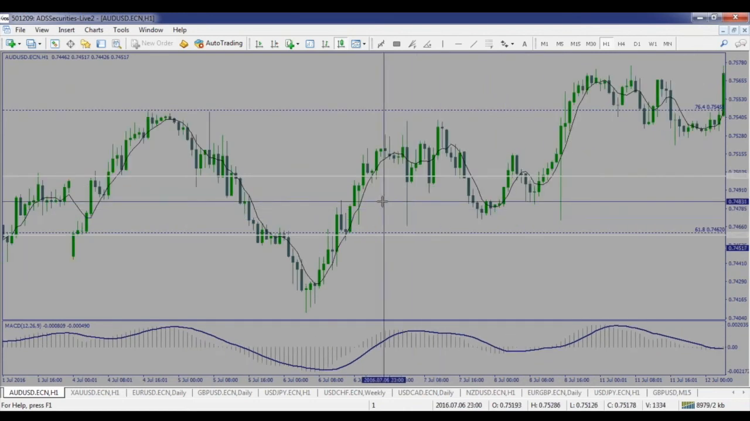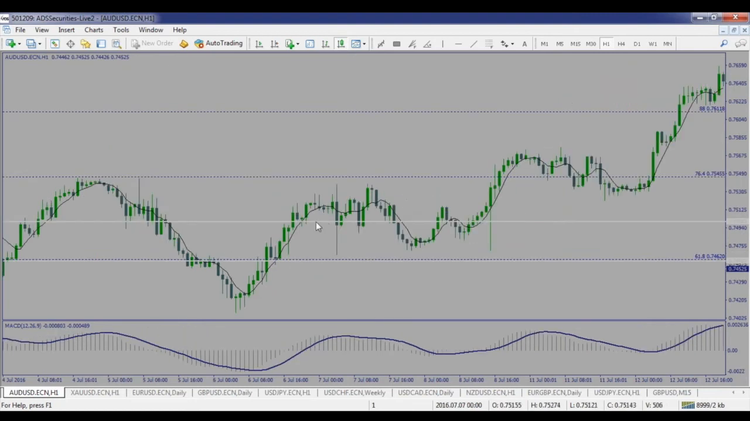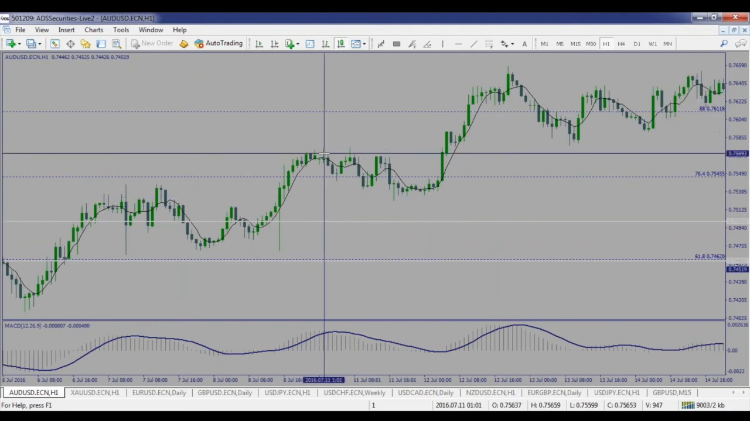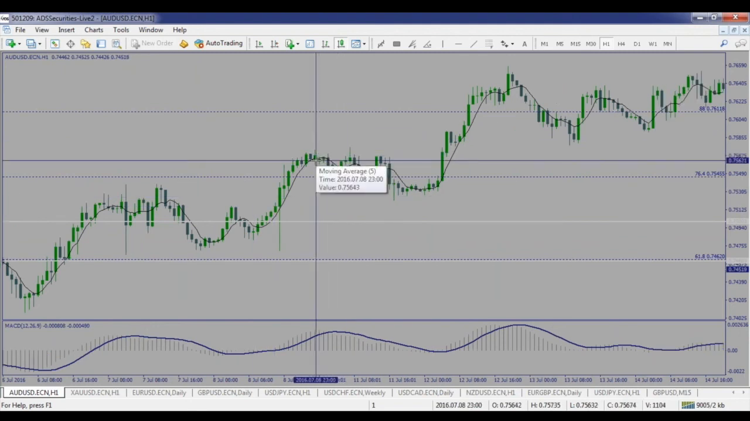Now, if we trust our analysis and we do anticipate a continuation, we just set and forget. We enter the market at this point and place our stop loss just 5 to 10 pips below the recent support level, and then just set and forget, and the market, as expected, continues trading higher.